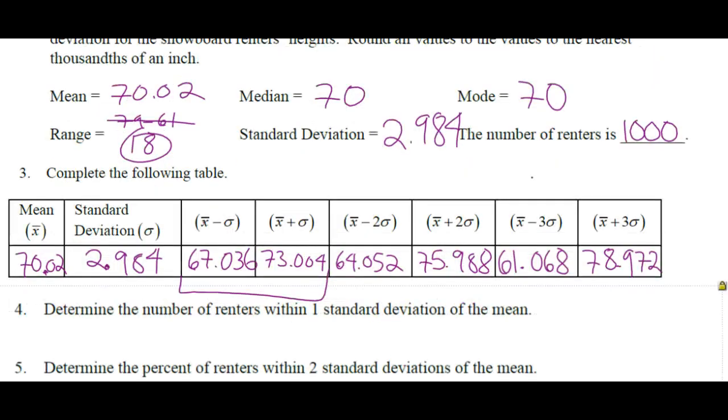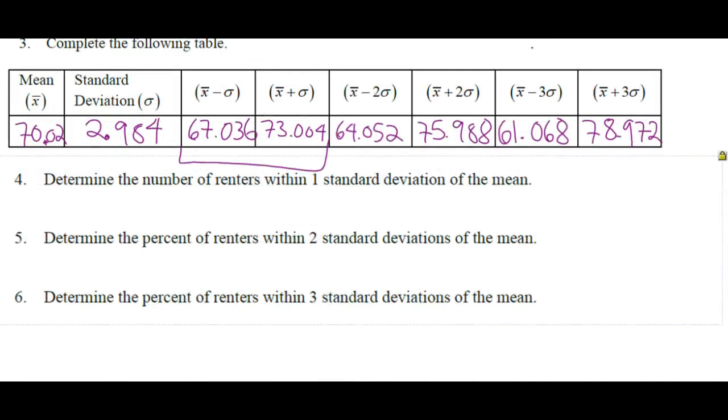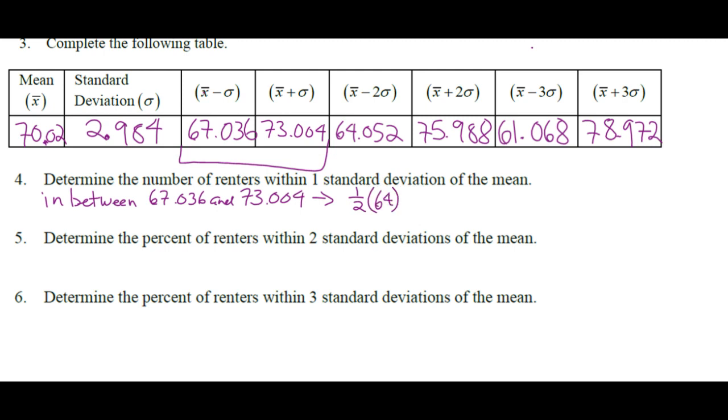So let's go over here and we'll write that down. We're saying we need, in between 67.036 and 73.004, half of the bar with 64, plus the bar with 116, plus the 116, plus 128, plus 147, plus 129, plus 115, plus half of the bar with the 63. The 73 bar, which has a 63 up there.